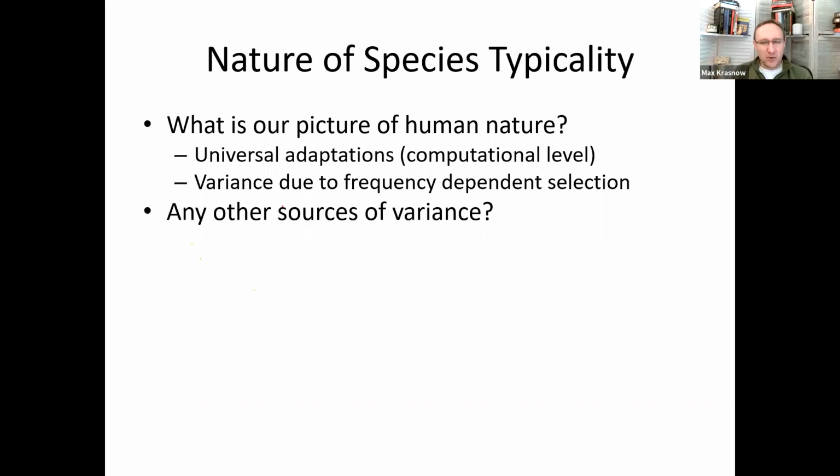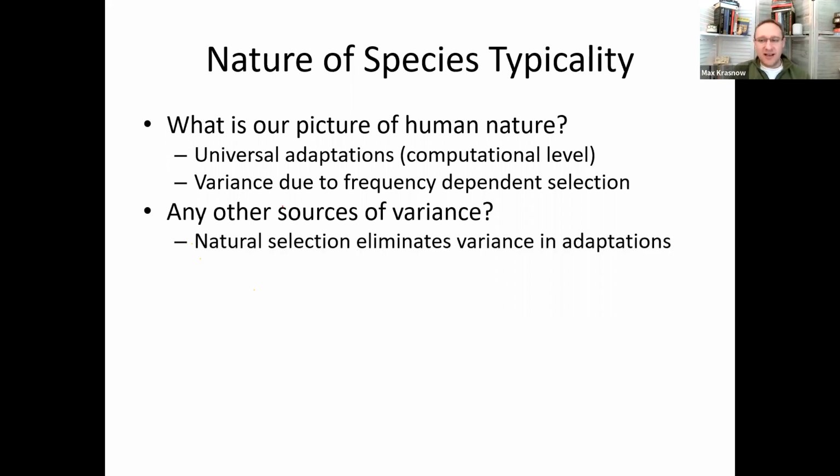But is that the only source of variance that we expect? Is it really the case that we expect universality for absolutely everything else? Let's take a few steps back and remember how we got here. Part of our causal model of why adaptation should be universal is that natural selection is eliminating all of the functional variance in those adaptations.